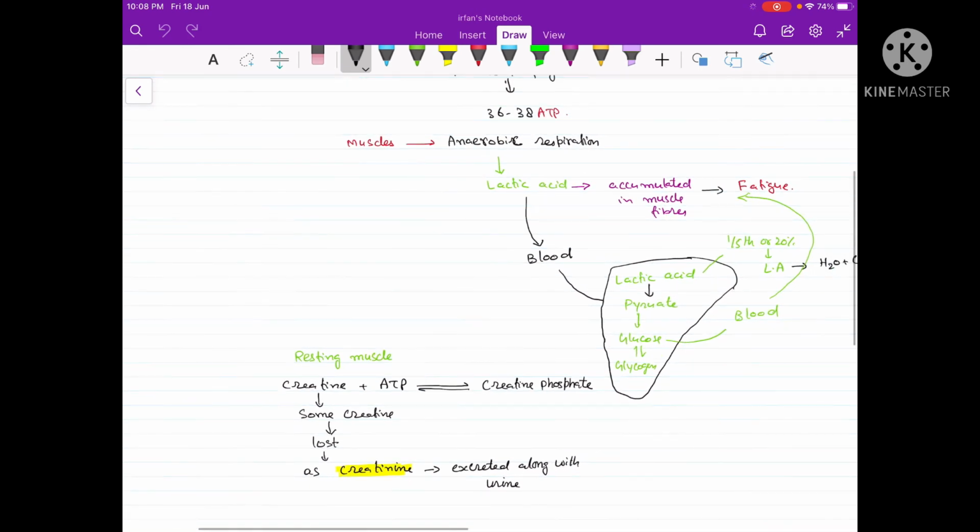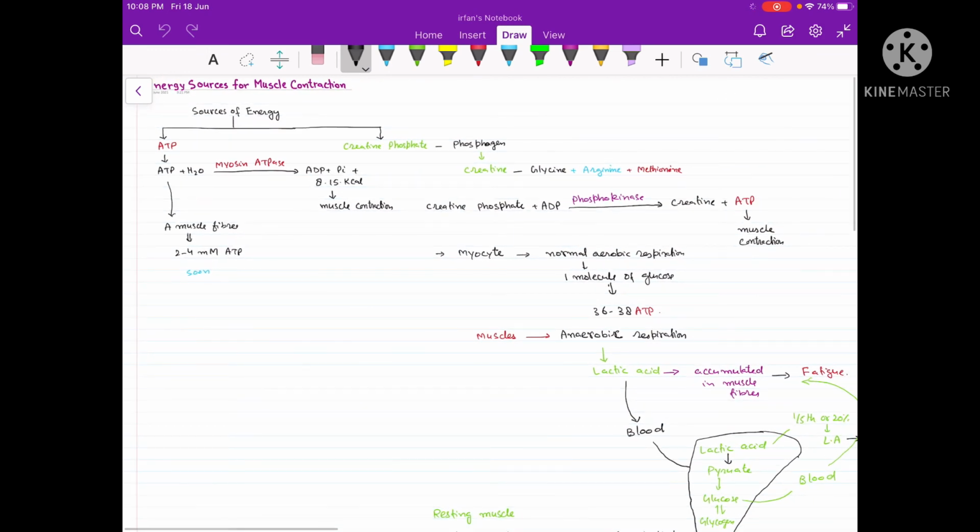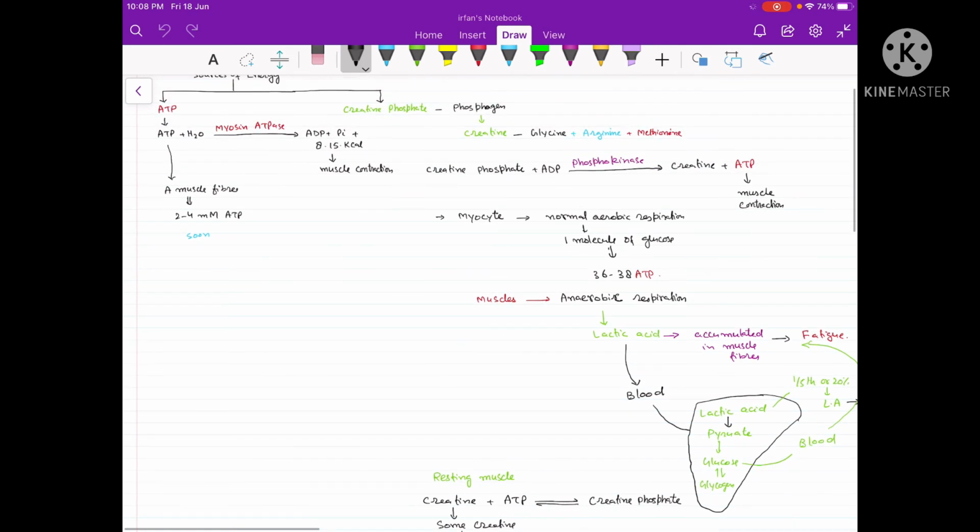So, in this short video, we have talked about the energy sources of the muscle. During muscle contraction, these energy sources will be utilized, but when muscles are resting, these will be replenished.